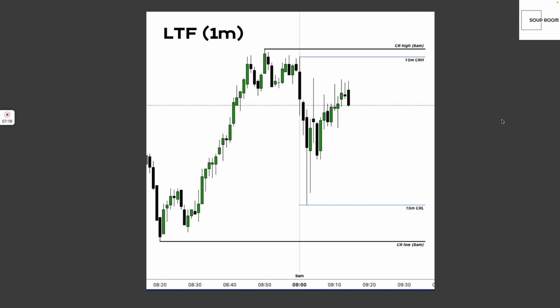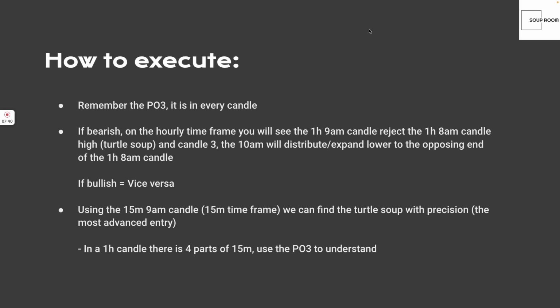Here's the example on the lowest time frame. Well, there is lower, but 1 minute. 9 a.m., 15 minutes passes. We draw out the high and the low. How do we execute this?